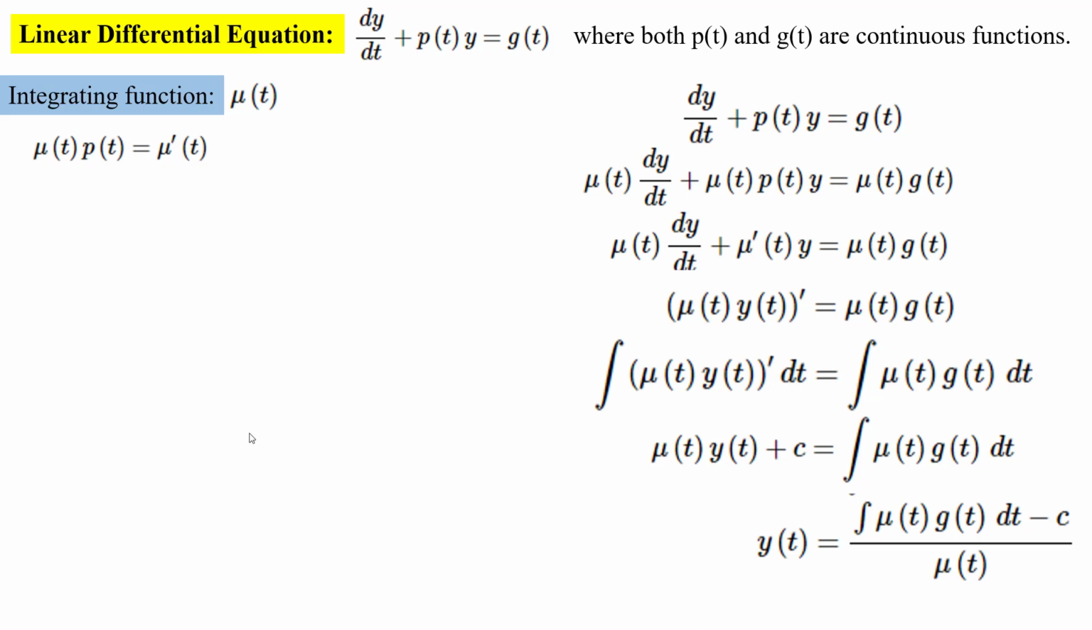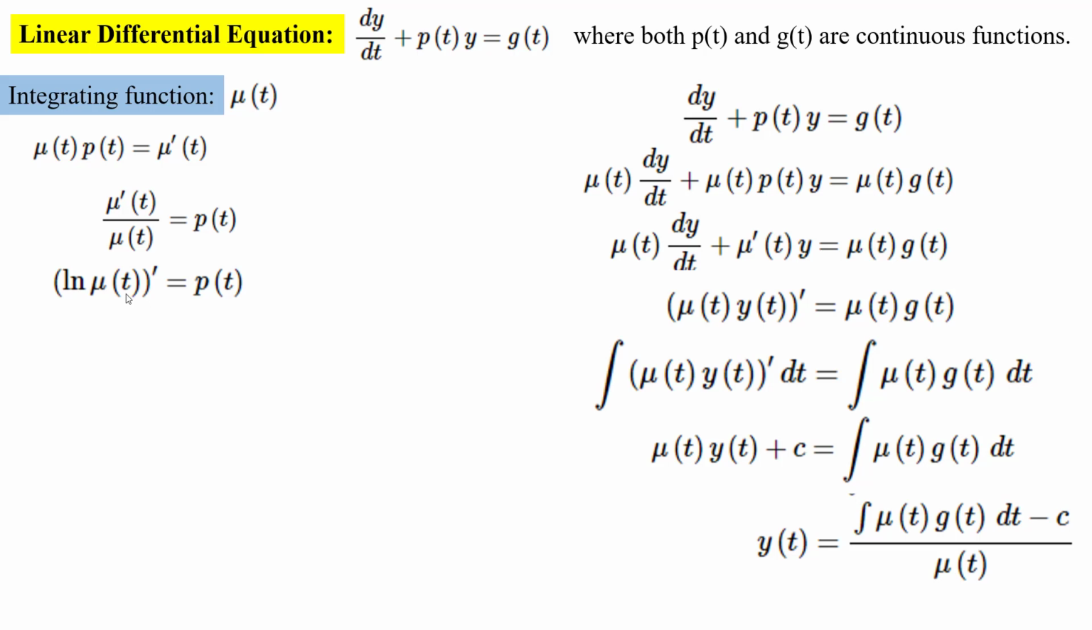So the question now is, what is this mu of t? Let's go back to the condition we imposed, that the derivative of mu of t has to be equal to mu of t times p of t. I'm going to divide each side by mu of t to get p of t equals mu prime of t divided by mu of t. Notice something: this is the derivative of the natural log of mu of t, because the derivative of ln of a function is the derivative of the function divided by the function. So you can see where this is headed.